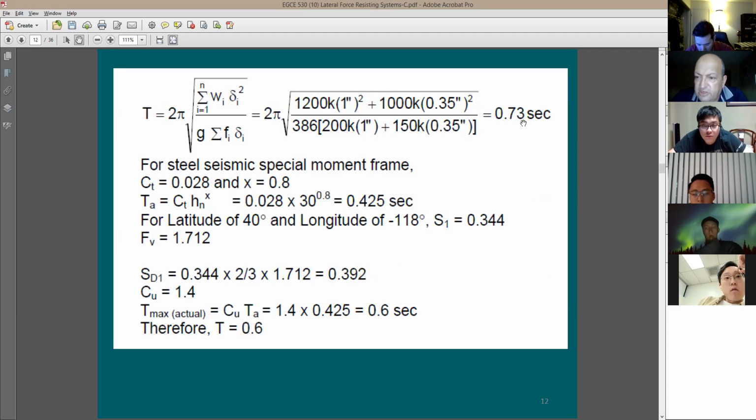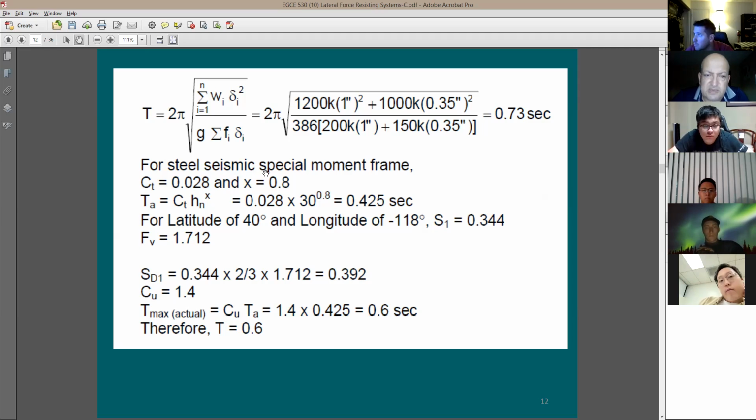This is going to be the exact natural period. But this is not the one that you can use in your equations because you did not check yet against the code maximum natural period to be used. You're going to see now, let me try the approximate method.